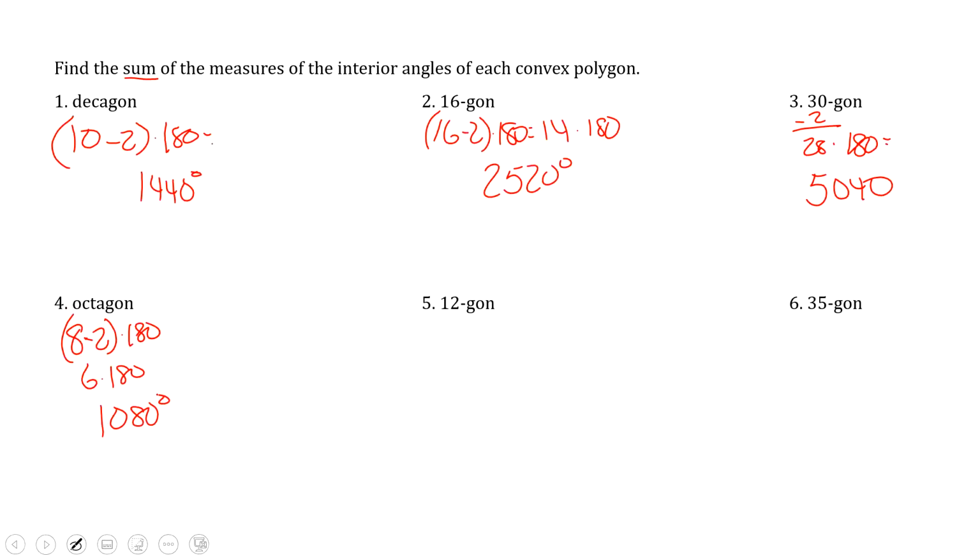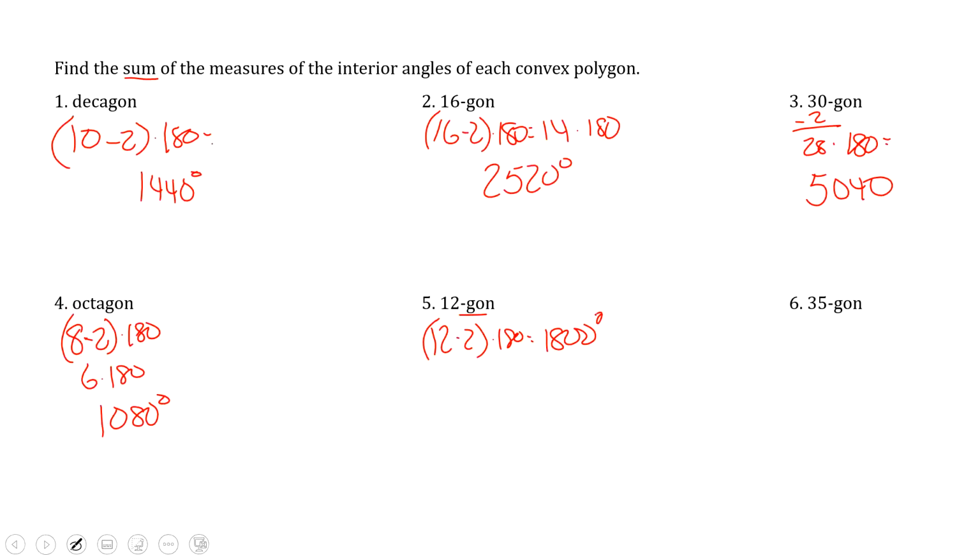This is actually a 12-gon, but I know it's actually a dodecagon. So that's 12 minus 2 times 180 equals 1,800. So a 12-sided figure has 1,800 degrees as the sum.